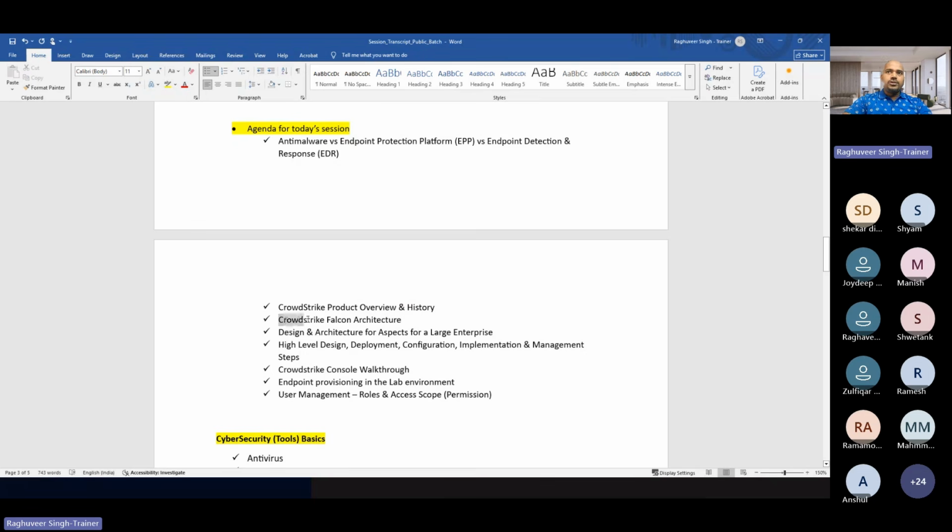CrowdStrike is a brand name. It's a business, a company name. And Falcon is the security product.